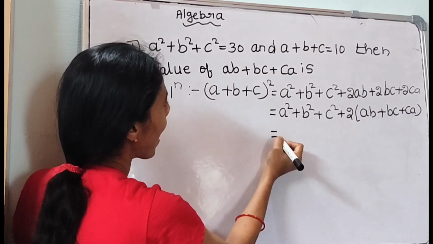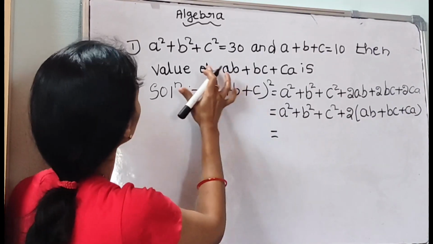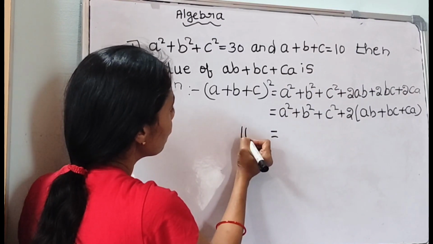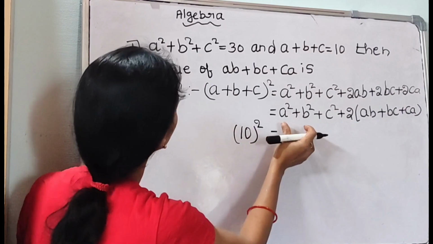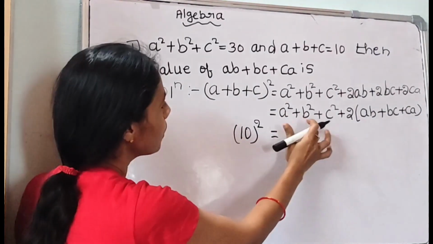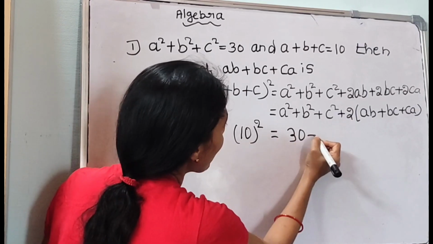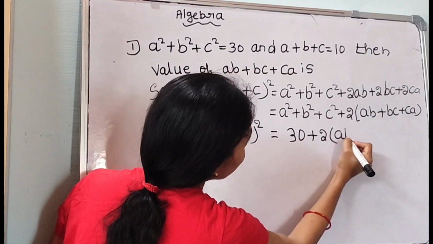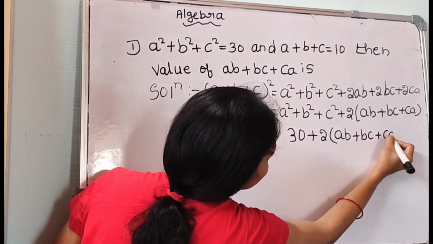After that we add the values. a plus b plus c is equal to what? a plus b plus c is equal to 10. So we put 10. 10 square is equal to a square plus b square plus c square, which is 30, plus 2 times (ab plus bc plus ca).